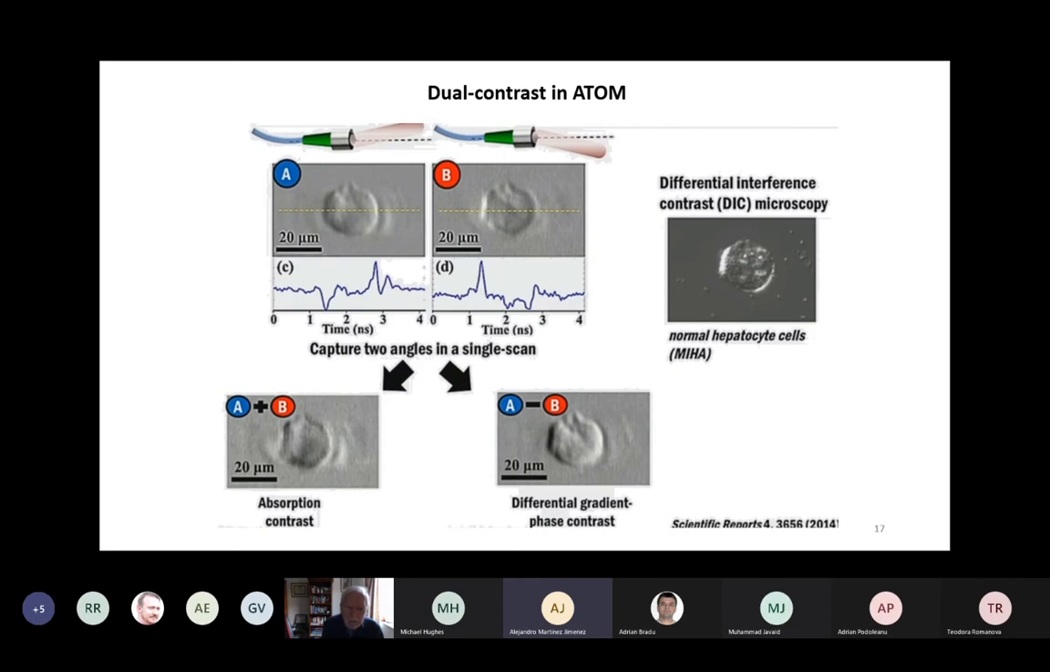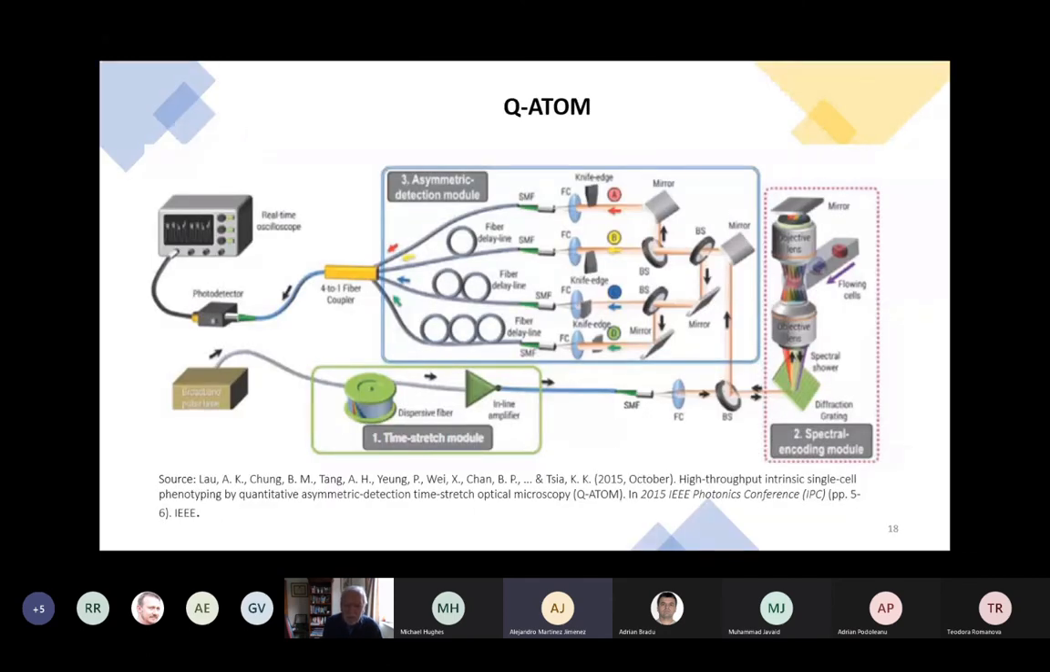So you can see A and B show different contrast of the cell, and more importantly, they can simply perform the addition and subtraction of these two images to obtain the pure absorption contrast, and also the differential gradient phase contrast of the single cell in this single measurement. You can see the differential gradient phase contrast has similar quality to differential interference contrast microscopy for this hepatocyte. So now they go to the next step.